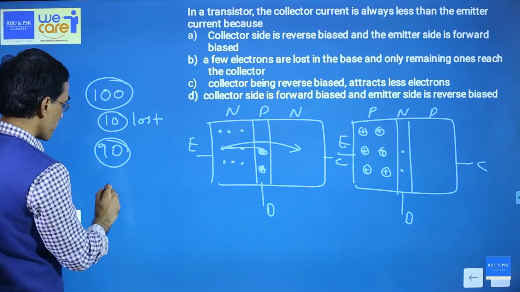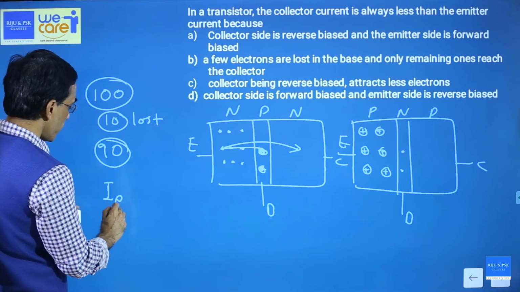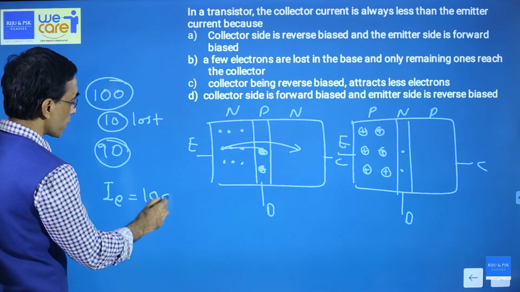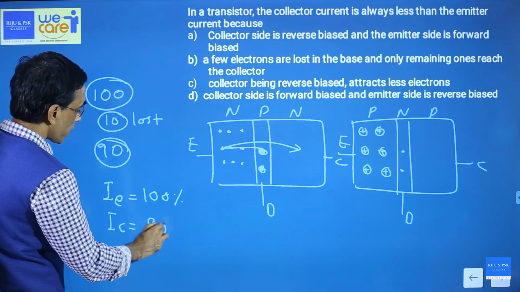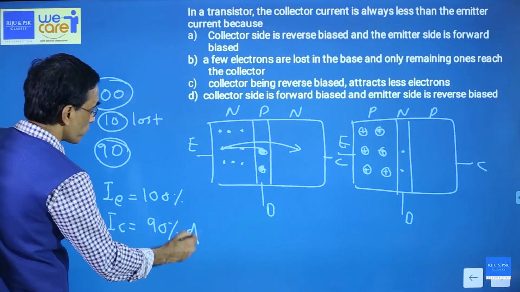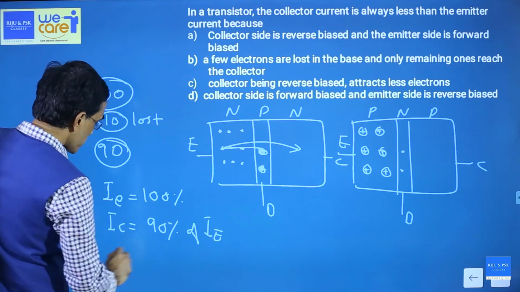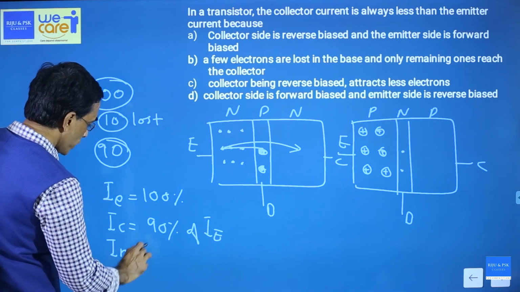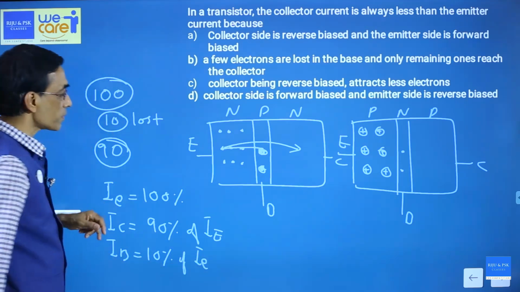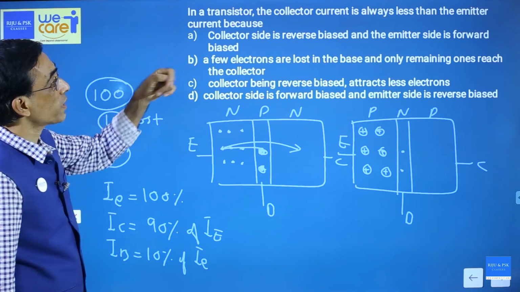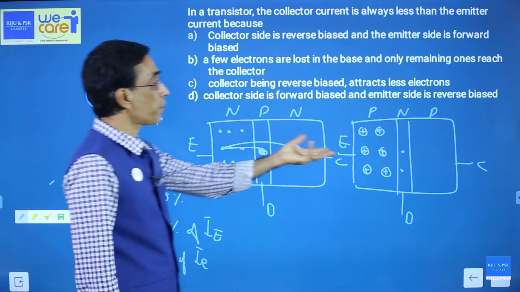So we can say the emitter current is 100%, then the collector current will be only 90% of the emitter. Similarly, the base current will be only 10% of the emitter current. This is the reason why the collector current is always less. The same thing happens here.